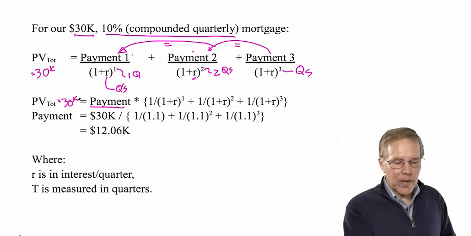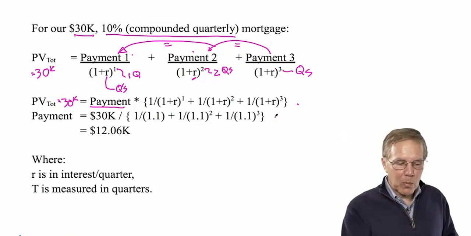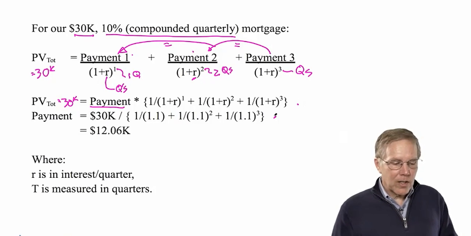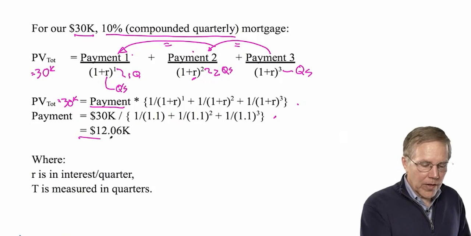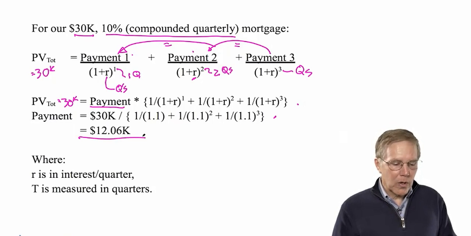So I've just done a little bit of algebra on this line to simplify, and now I've done some more algebra down here to isolate that uniform payment he's going to have to make, and if you do the algebra on that, you find he has to pay $12,060 per quarter.